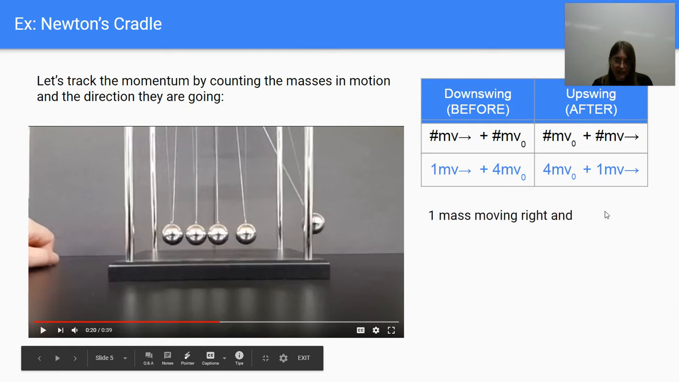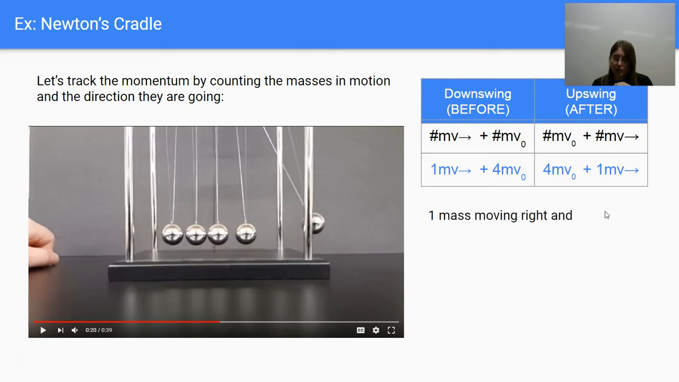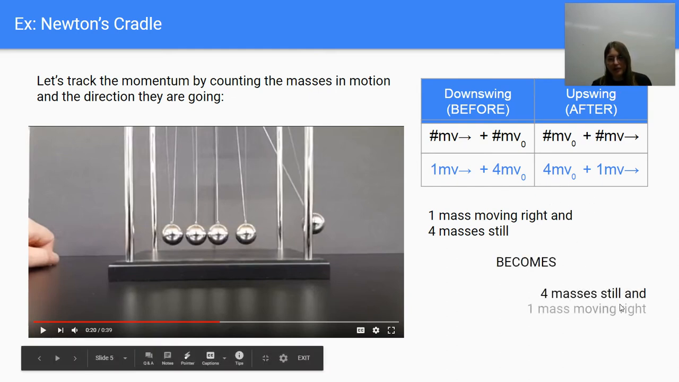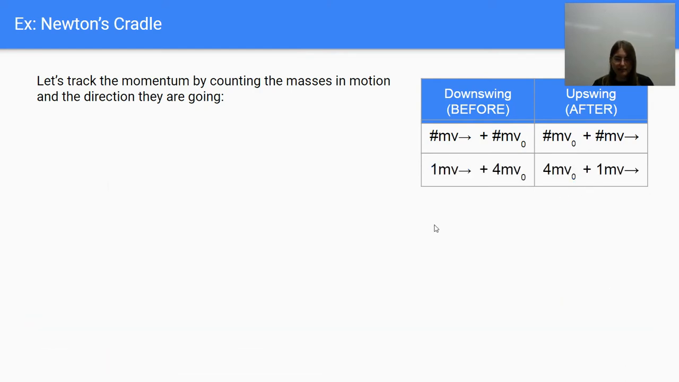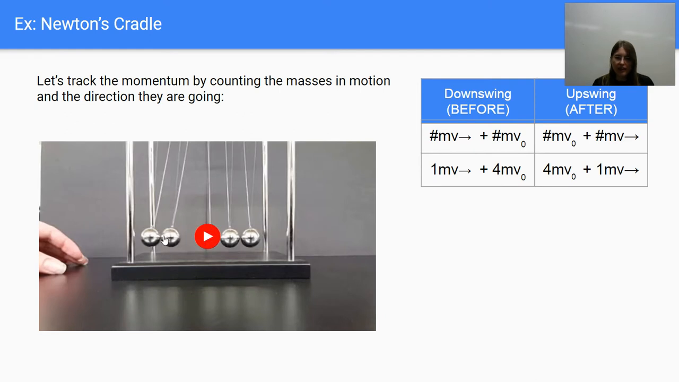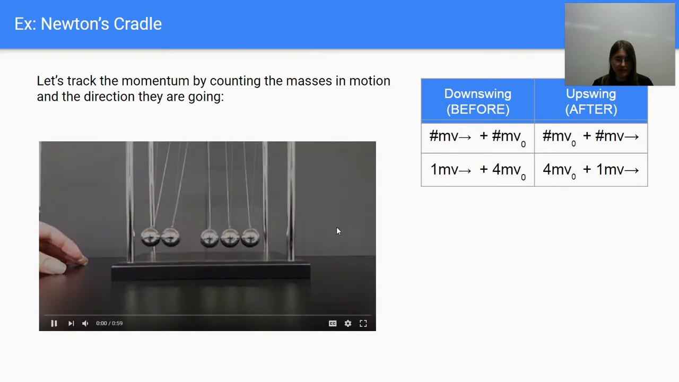So this is that in words. One mass moving right is this expression. Four masses still is this expression. And that's going to become four still masses and one mass moving to the right. Now, they're different masses moving, but notice the pattern. Let's see if this pattern continues. This time we're going to start with 2 masses moving and 3 masses still.